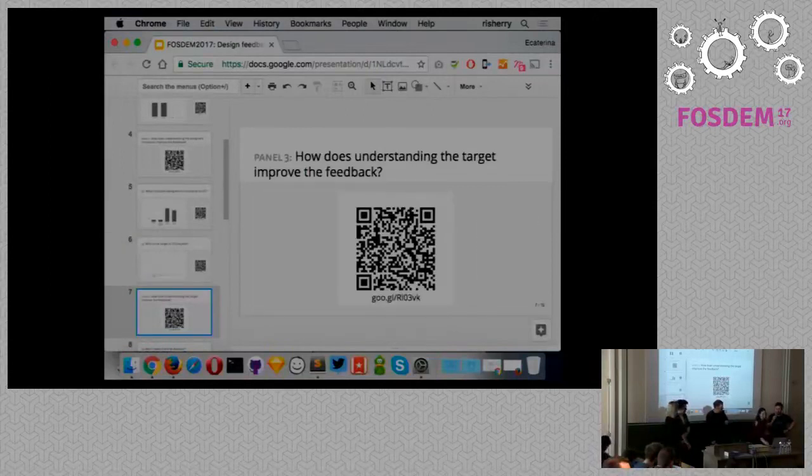Well, the first question, who's the target? I mean the target audience of your open source project, and how understanding that helps you provide better feedback. I think it's probably the world. I mean, the world contains the users and everybody else.